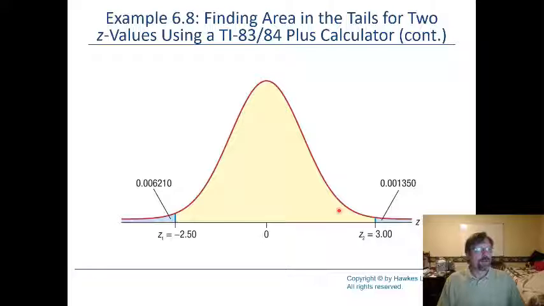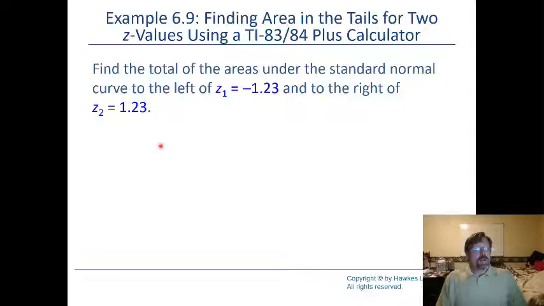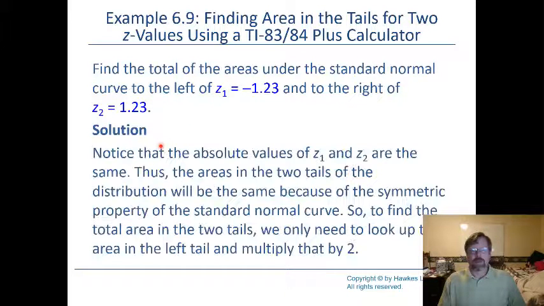We can also find the area for tails. We'd be finding the area to the right on one side and the area to the left on the other side and adding them up. Or you can find the area in between them and subtract that from 1. If you've got a symmetrical tail, you can find one of the areas and multiply it by 2.